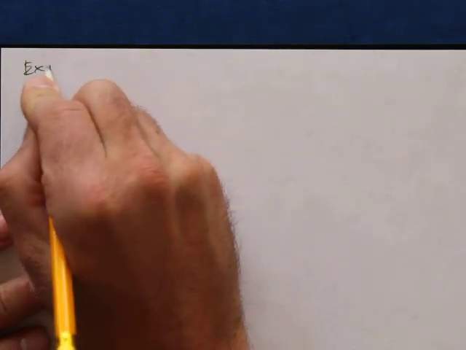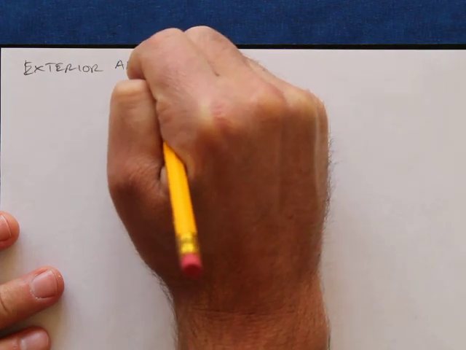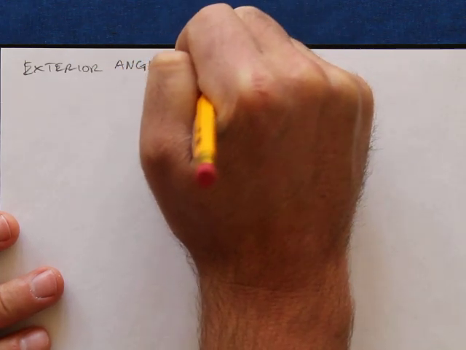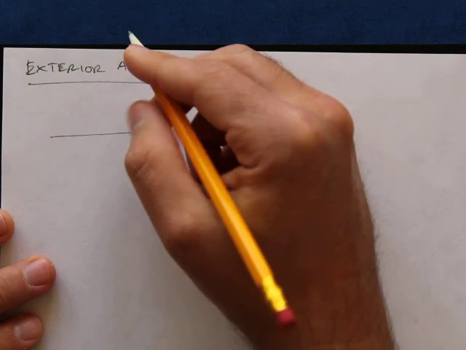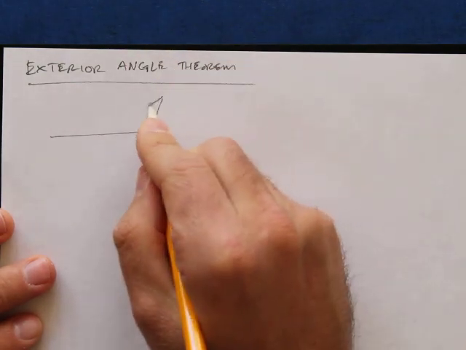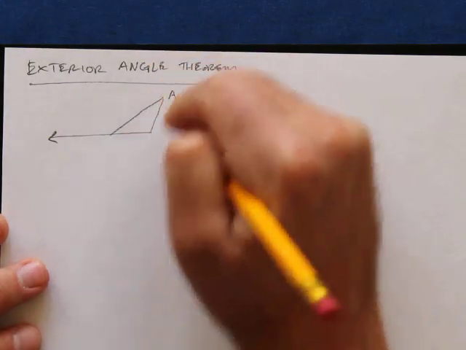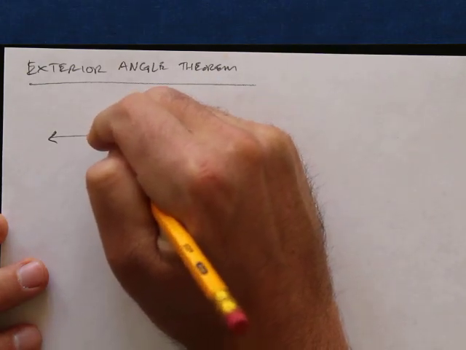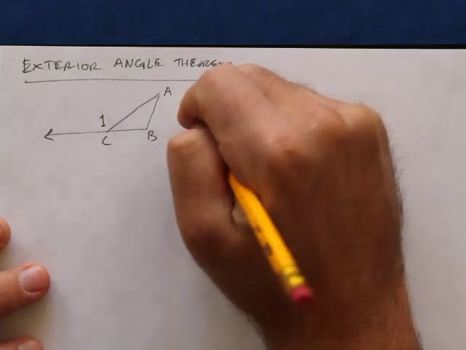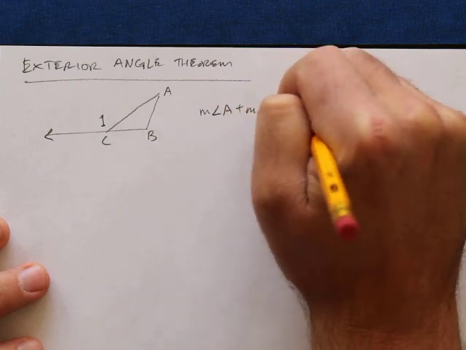Okay, just a little bit left to go here. We're going to talk about the exterior angle theorem. We're going to draw a triangle like so, with a ray sticking out one side. So this is triangle ABC, and this angle here is angle 1. The measure of angle A plus the measure of angle B equals the measure of angle 1.